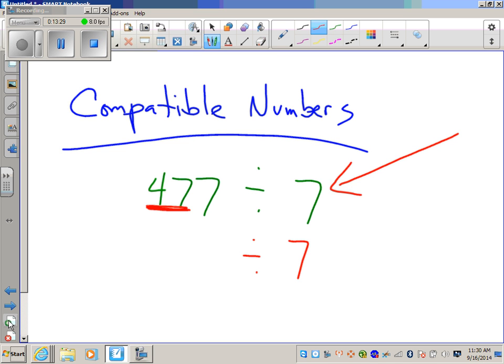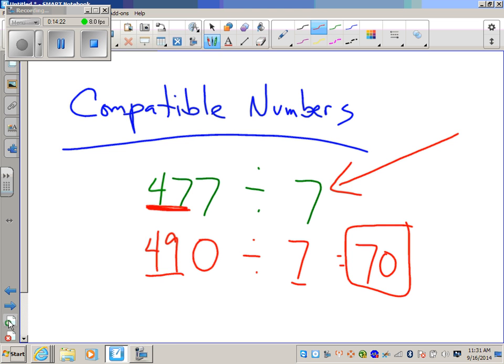I'm going to ask myself a question. What number closest to 47 is divisible by 7? You start going through your 7s. 7, 14, 21. What number closest to 47 is divisible by 7? 49. So I'm going to change this to a 49 and turn this into a 0. Now, 49 divided by 7 is 7. Do we have any other leftover zeros here? Yes. How many? Just 1. So an estimate there is going to be 70.